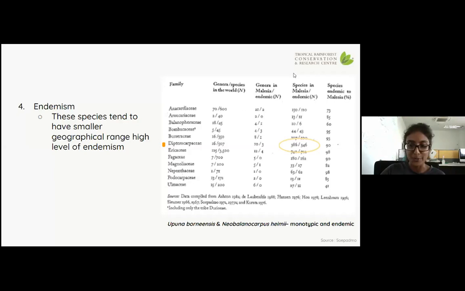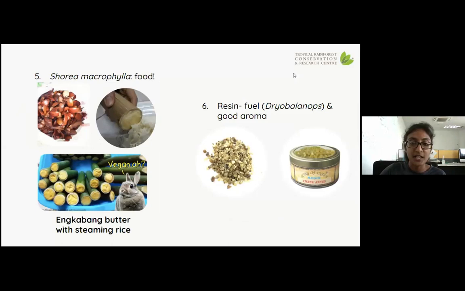Okay, the fifth reason is they are not only eaten by different animals, they are also loved by humans. So we process the seed of Shorea macrophylla to turn into butter. And I heard that this butter, when you eat it with steaming rice, is really, really good.